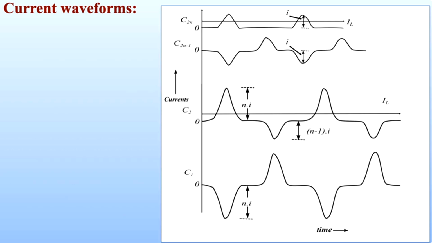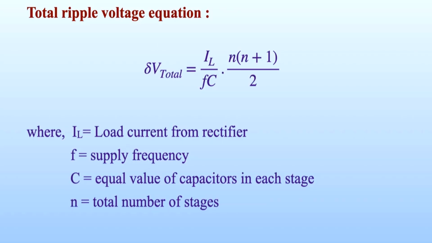So these are the capacitance currents, the current which flows in each capacitance, that is from C1 up to C2n. And the total ripple voltage obtained during this Cockcroft-Walton method, del V total, will be equal to IL divided by FC into n times (n plus 1) divided by 2.